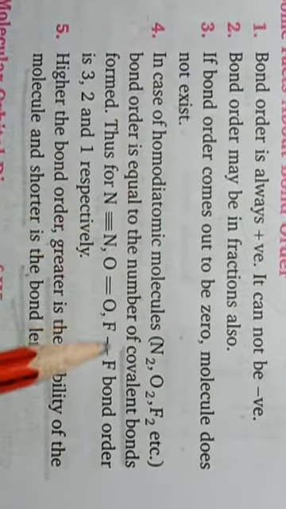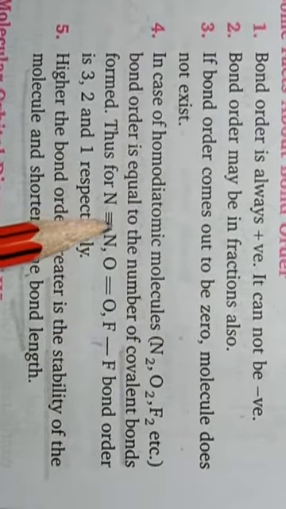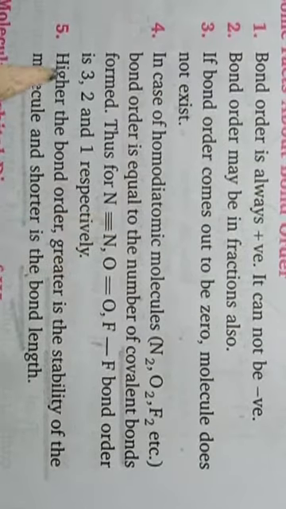So out of these three molecules, the nitrogen molecule will be the most stable form because it has 3 bonds and bond order is 3.